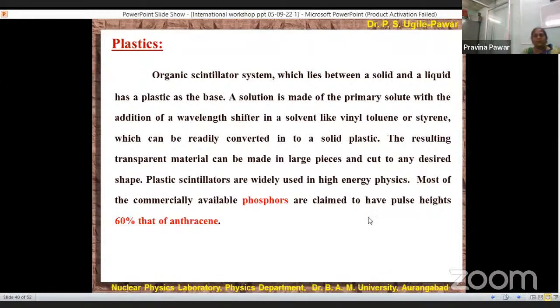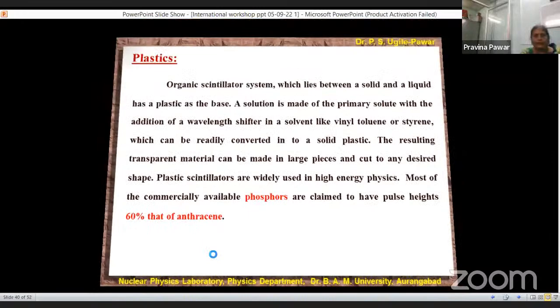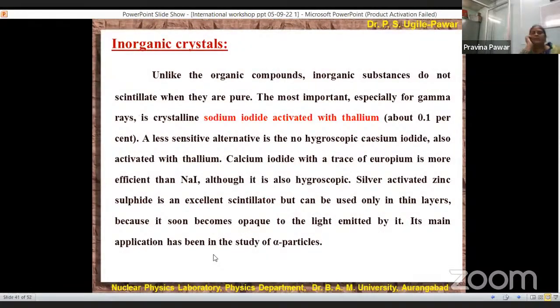Most of the commercially available phosphors are claimed to have pulse height 60% that of anthracene. Inorganic crystal, and this organic compound, an inorganic substance, do not scintillate when they are pure. The most common is sodium iodide activated with thallium, about 0.1%. A less sensitive alternative is the non-hygroscopic iodide, also activated with thallium.